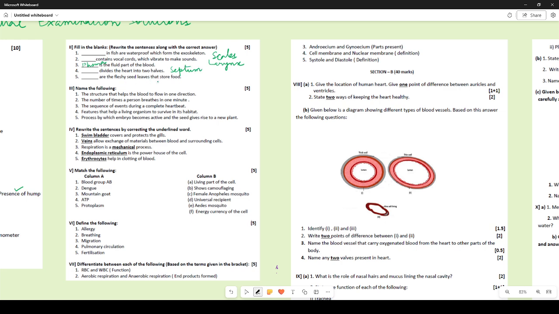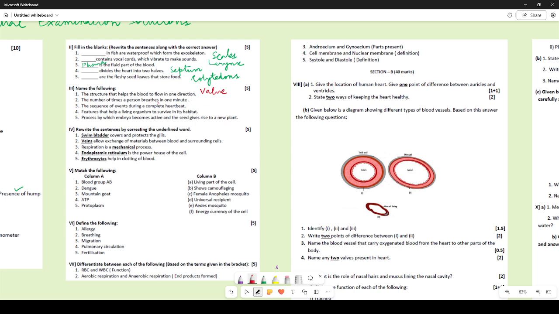Dash are fleshy seed leaves that store food. They will be cotyledons. You know, when the seed is germinating, the cotyledons, they store the food and provide it to the growing plant. The structure that helps the blood to flow in one direction. Okay, let me change the color of the pen so that we have it in different color. It will be valve. Valves are responsible for taking care that the backflow of the blood does not take place.